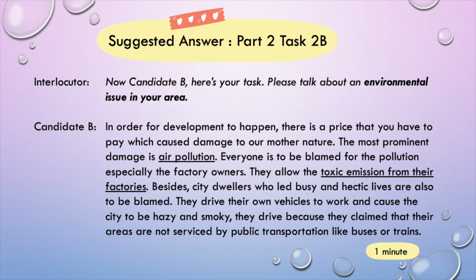Okay, for the second part of the task, interlocutor will ask candidate B another topic, which is environmental issue in your area. Candidate B may as well answer, in order for development to happen, there is a price that you have to pay which causes damage to our mother nature. The most prominent damage is air pollution. Okay, to answer the question, everyone is to be blamed for the pollution, especially the factory owners.